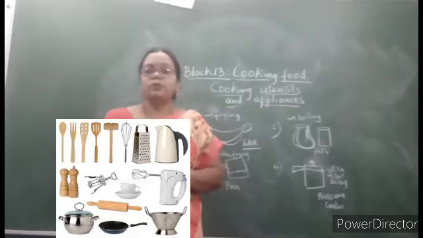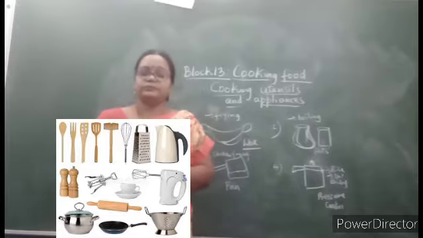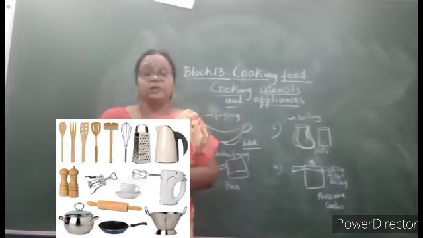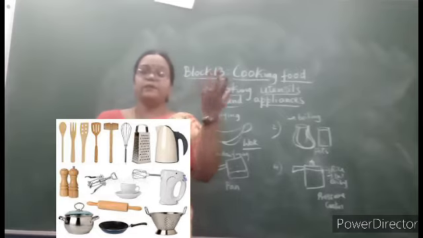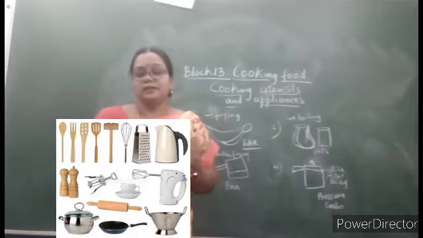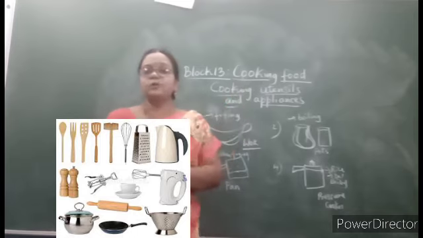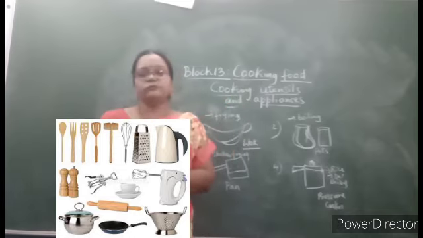Even in some of your homes you will have an electric oven. If mother wants to make a biscuit, she will use that. And solar cookers will be there. In that you can keep it under the sunlight and cook rice or dal. So different vessels, also called utensils, are used for making different types of food.